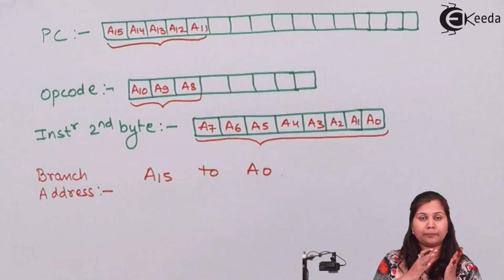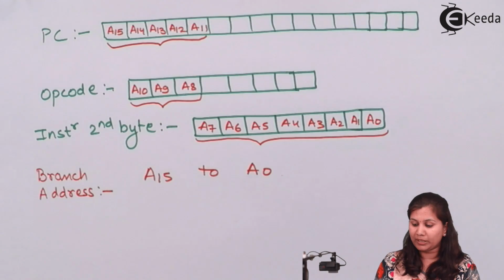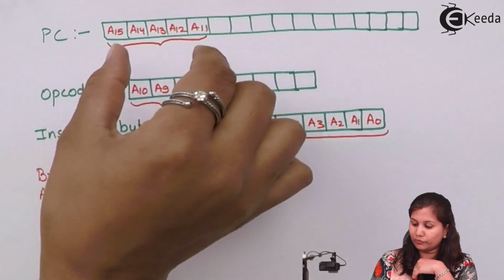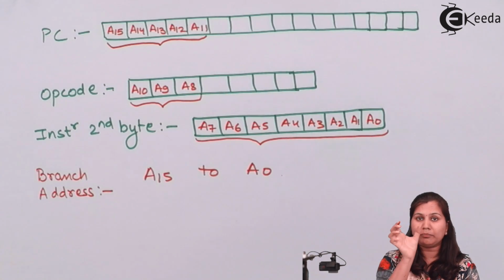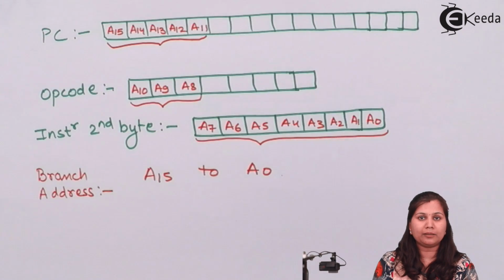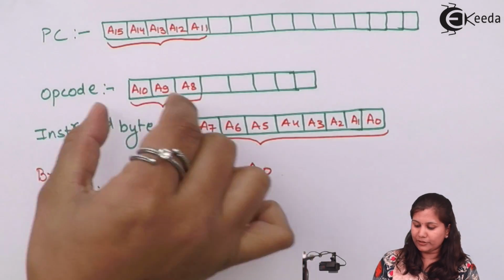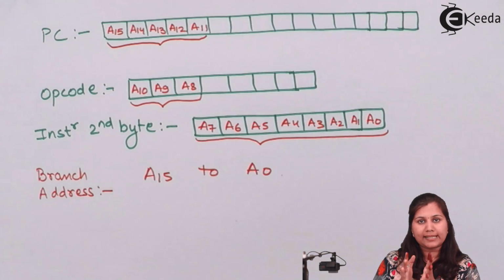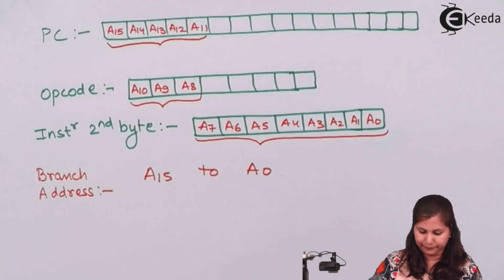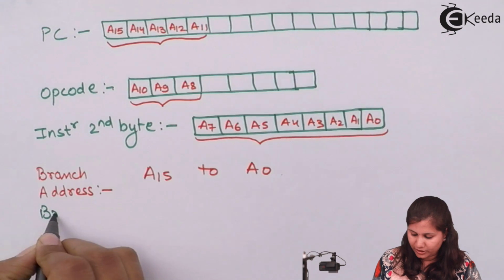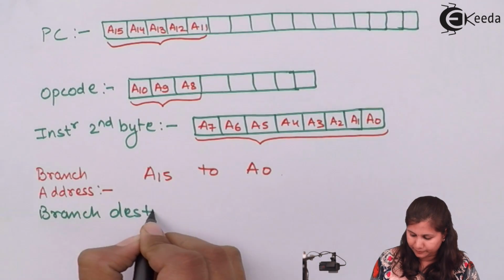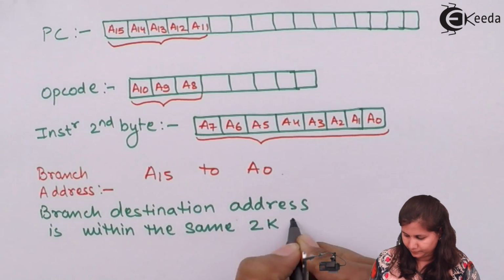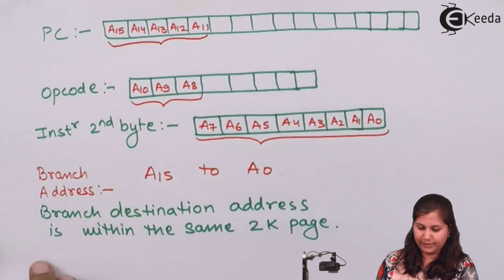Now as I have told that this branching is done on the same page of the program memory. Same page, program counter, what it contains? It contains the address where the next instruction is written. So we are taking the 5 bits from the program counter, so that memory location is on the same page, because 5 bits are same in both the cases. Then we are using the bits of the opcode and the instruction. So the branching is done, but it is done on the same page. Okay, that is why it is called the absolute addressing. So branch destination address is within the same page, 2K. Okay, so this was absolute addressing mode.